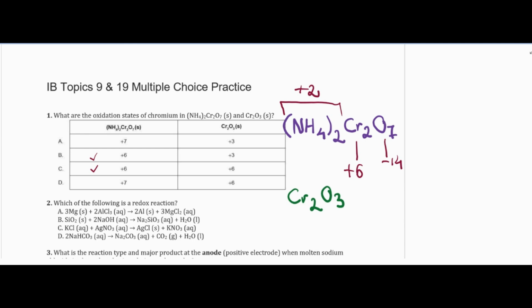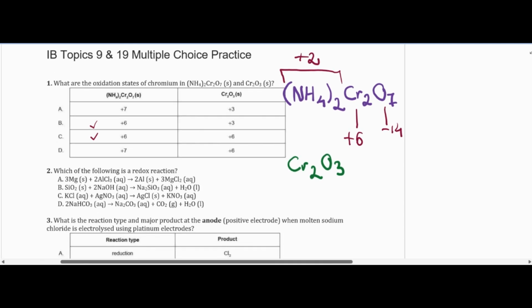So either B or C. Then looking at the second one, again, O is -2 times 3, -6, which makes the chromium +3. So that will be B.